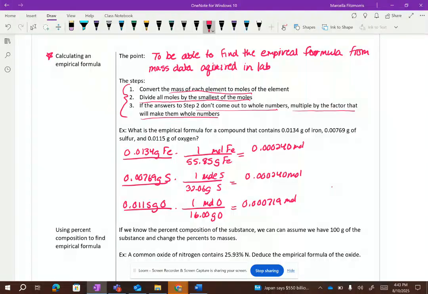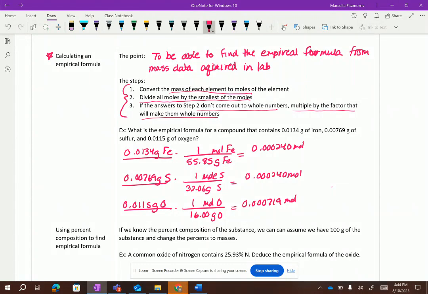of Fe 0.00. That doesn't happen. So we need to get these to whole numbers. The easiest way to get them to whole numbers is dividing by the lowest one. If we divide by the lowest one, then that becomes a 1 and everything's higher.